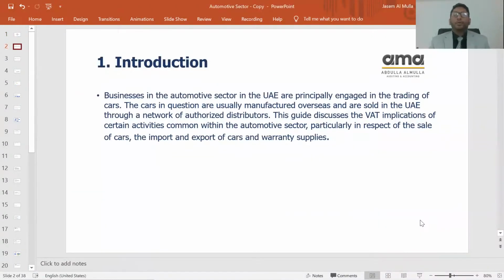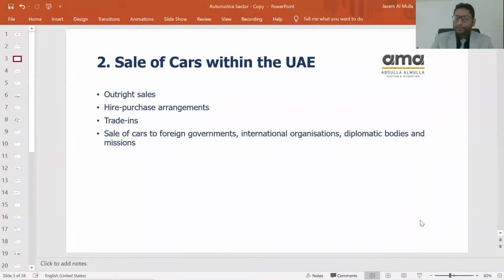As we know, most of the cars used here in the UAE are manufactured outside the UAE. After that, those cars are imported here, and most of the automobile sector involves the trading of cars rather than manufacturing. So our concern would be the trading of cars under the automobile sector. So we can start.